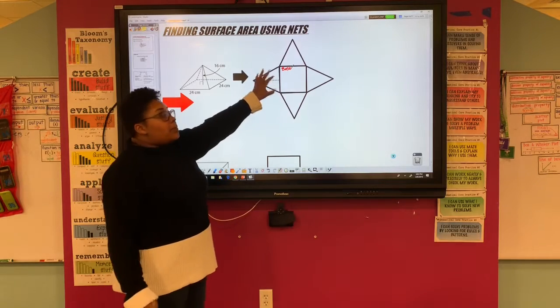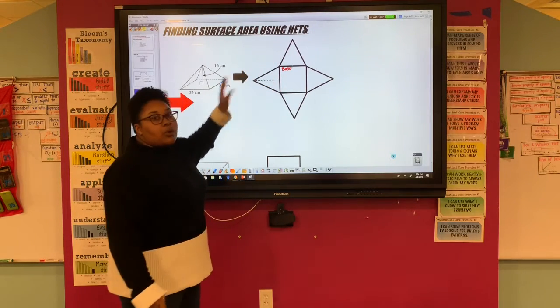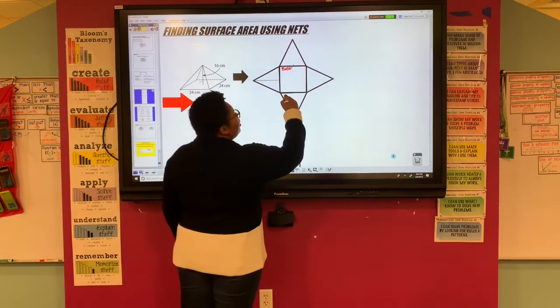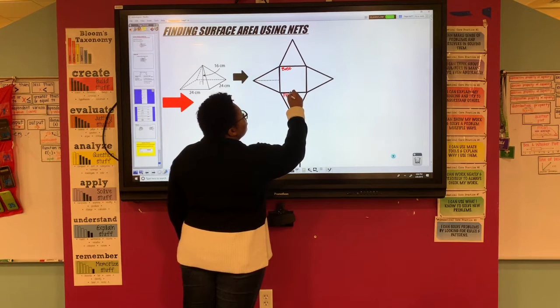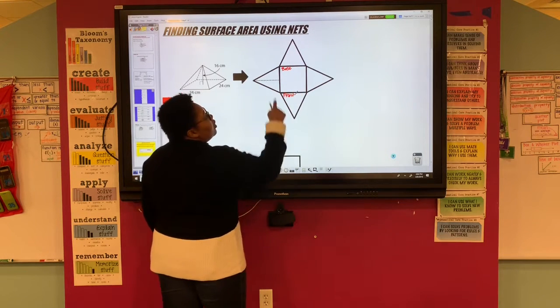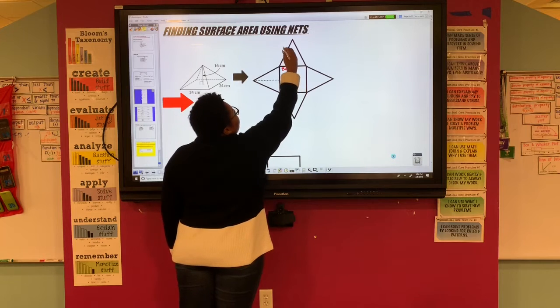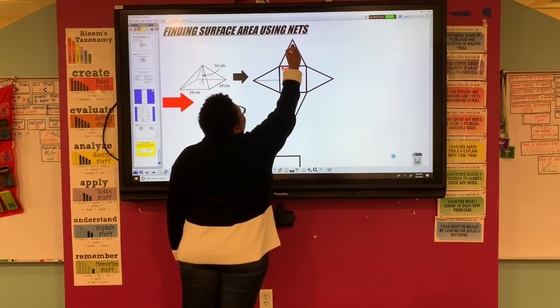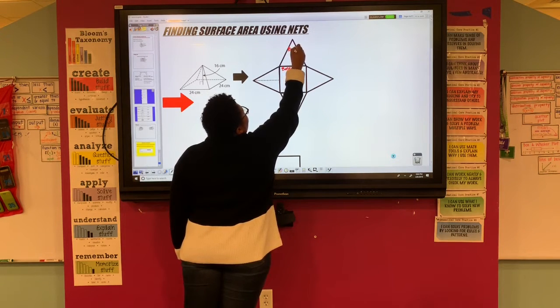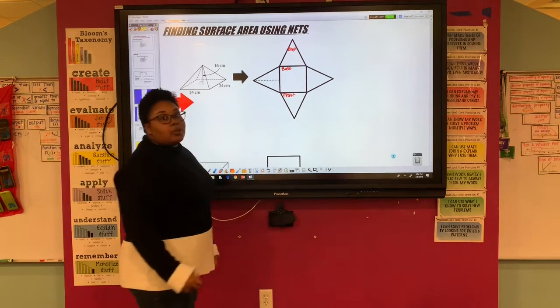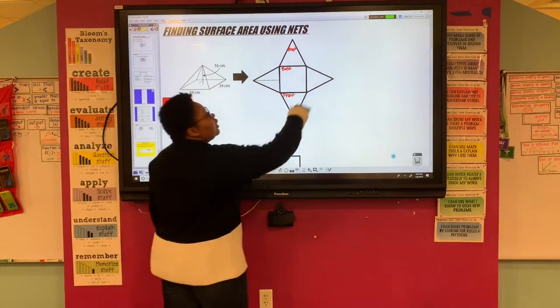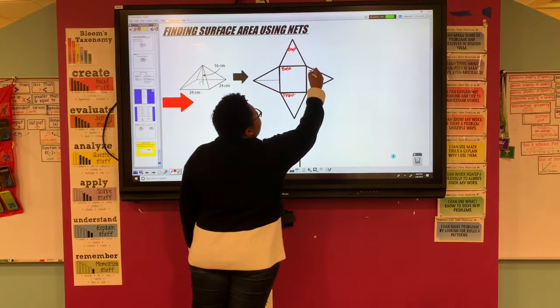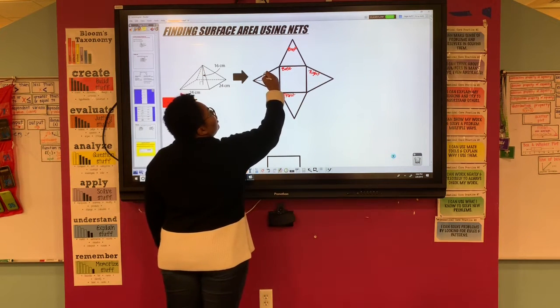Now I have my base, but I also have the 4 triangles around. So this first one is going to be our front. The one behind it up here, this has to be the back. Let's put it up here. Then we're just trying to label just to make our work easier. Then right here we have our right side. And we have our left.